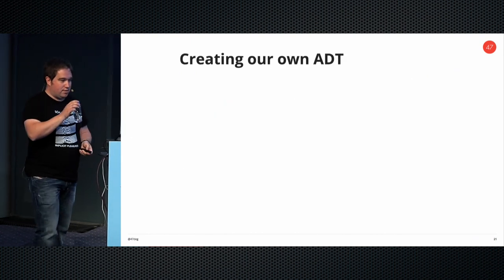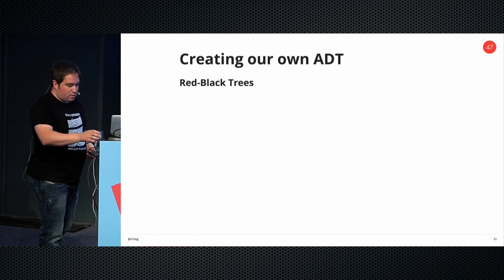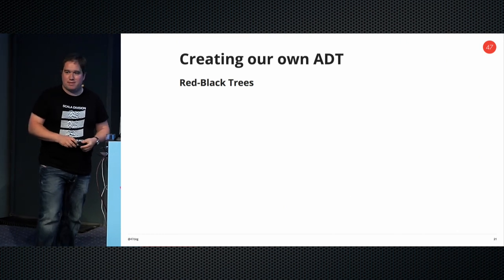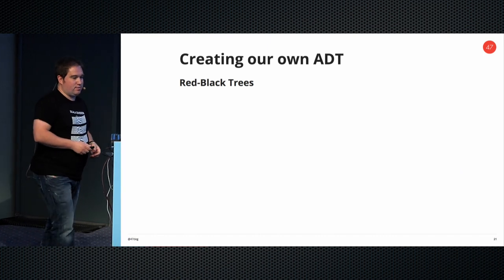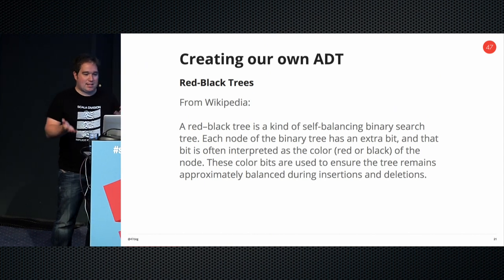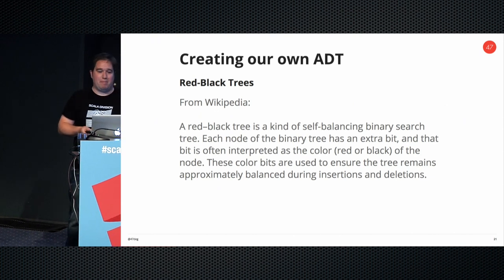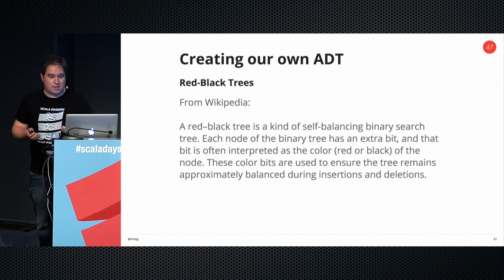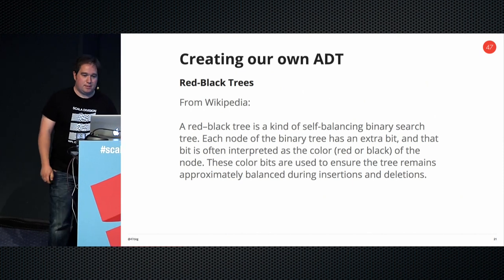So I thought we'd have a bit of fun and maybe create our own algebraic data type. And I thought one thing we could look at doing would be implementing red-black trees. People familiar with red-black trees? Yeah, I kind of skipped around it at university because it just sounded really complicated. But for those who don't know, a red-black tree is a self-balancing binary search tree. Each node on the tree has this extra bit, and that usually represents red or black. And then these colors are used to make sure that the tree remains balanced at all times.